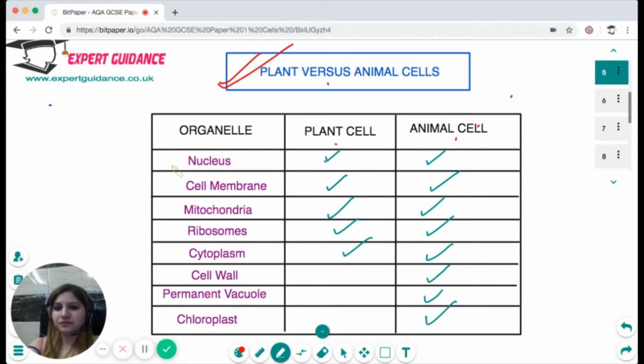So both are eukaryotic. The nucleus is present in both of them. Cell membrane is present in both of them. Mitochondria is also present in both of them. Ribosome is also present in both of them. And cytoplasm is also present in both of them.